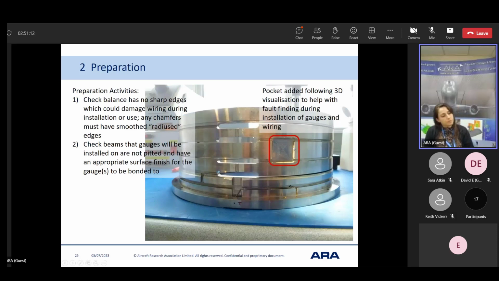Here you can see I've had a pocket added whereby we'd put some tag boards in so we could split the wiring routes, which would help us find any faults or any earths during the installation.